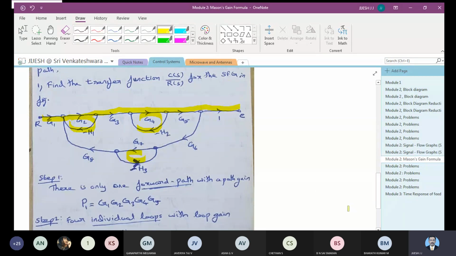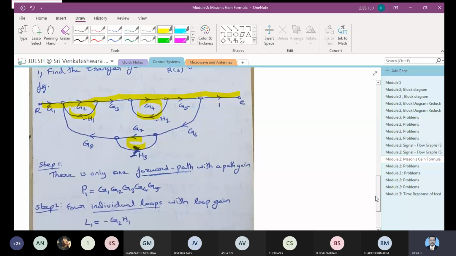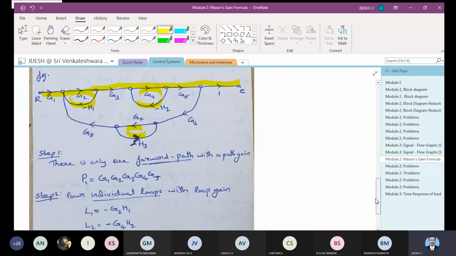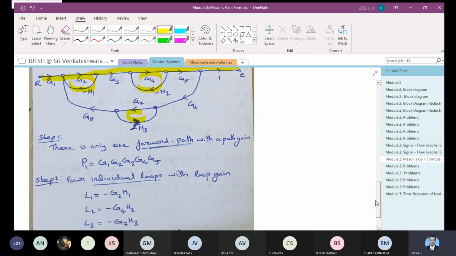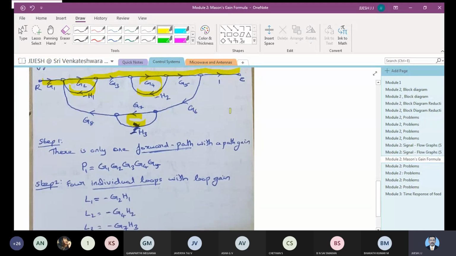Last loop. Three loops are already told. The first loop is minus G2 H1. The second loop is minus G4 H2. The third loop is minus G7 H3. What is the fourth loop? I want someone to try. Go for it. If it starts from a point, it should end at that same point. It's very simple.